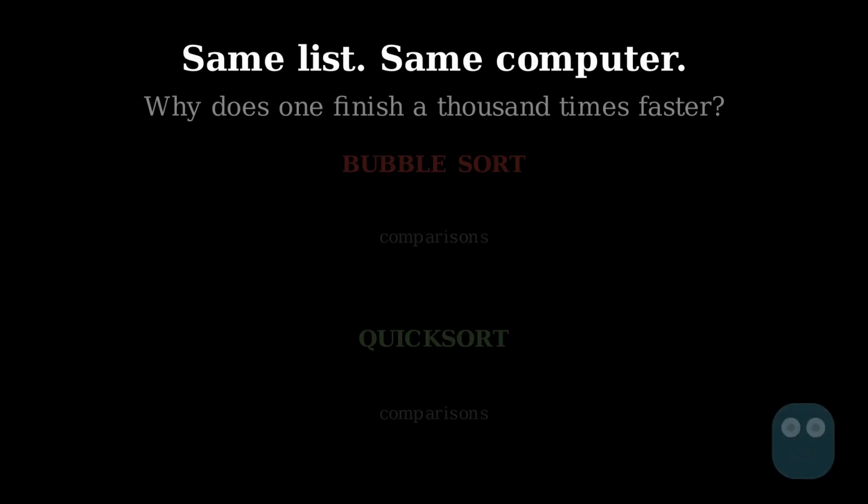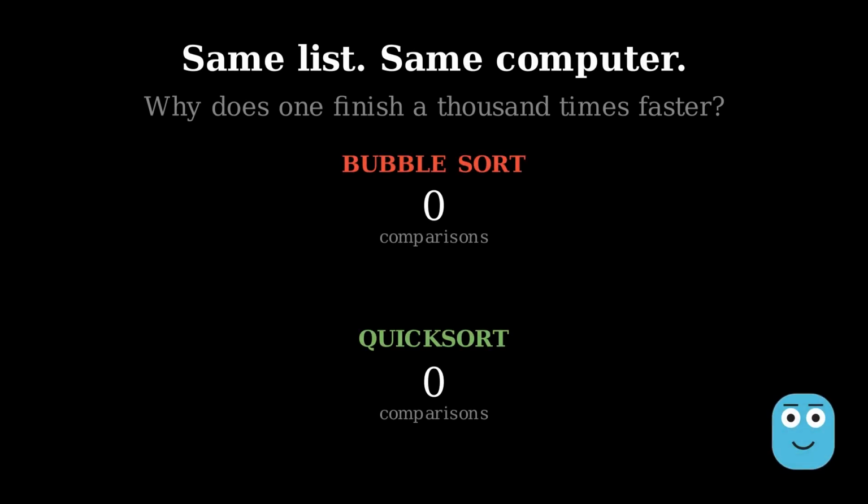Here are two ways to sort the exact same list of numbers on the exact same computer. One of them does 1,000 times more work than the other. Watch the counters.